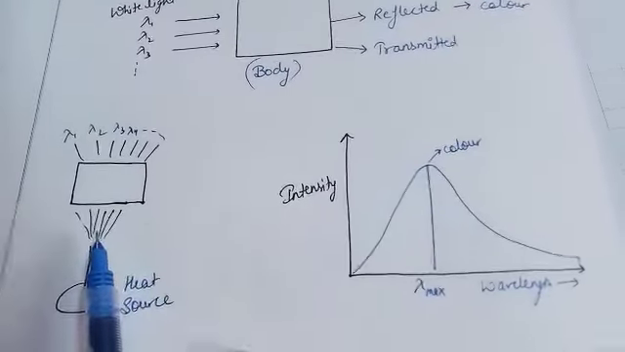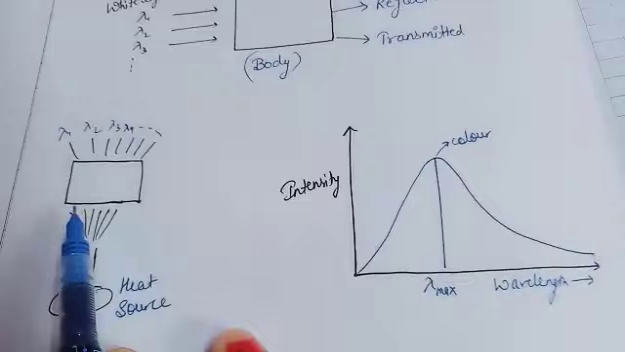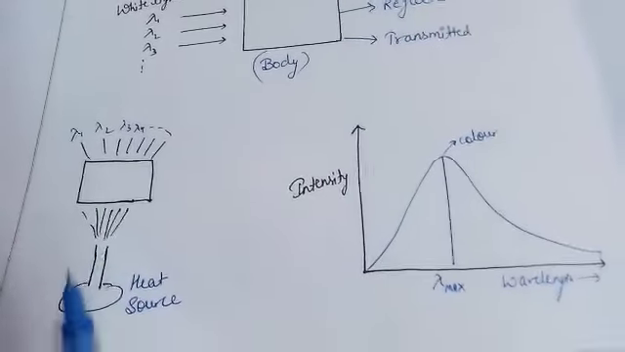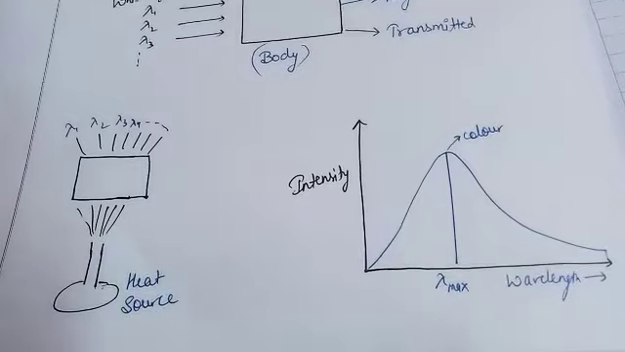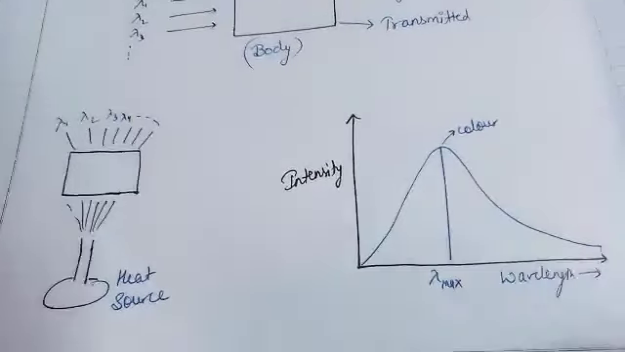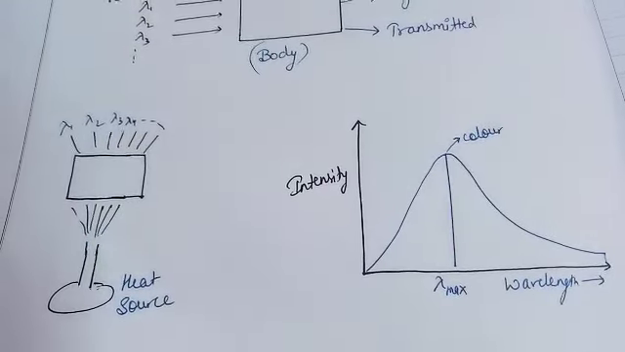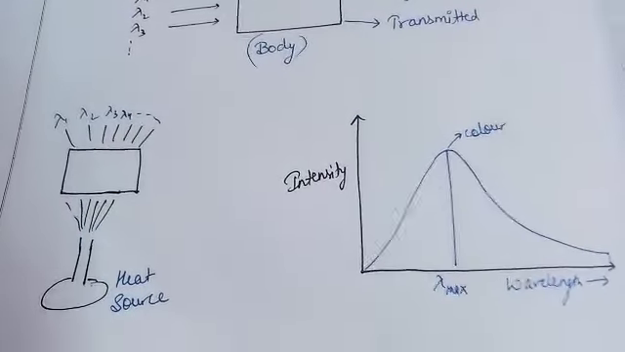When you heat it, generally we are taking the example of a metal. Now when you heat it, this is a heat source, then what happens? This substance emits radiation of different wavelengths. Just see lambda 1, lambda 2, lambda 3. Actually you can say that it emits radiations of all wavelengths.